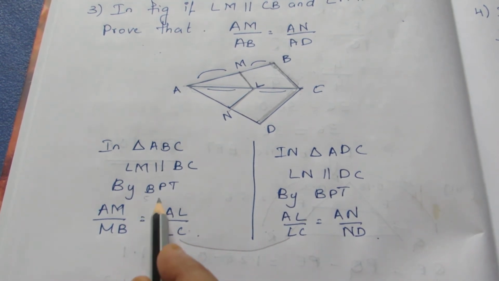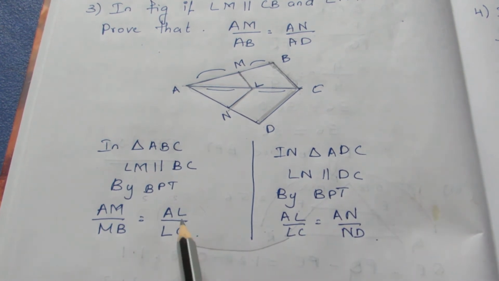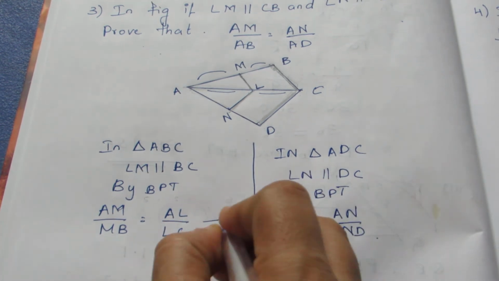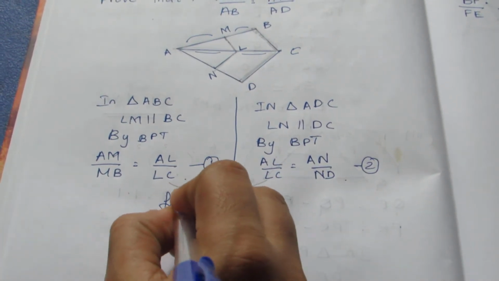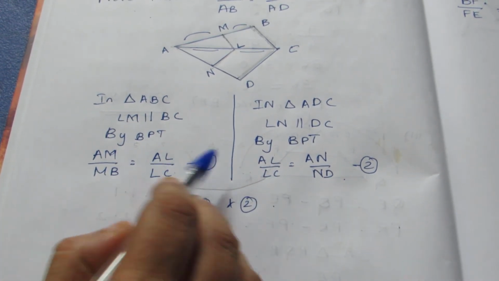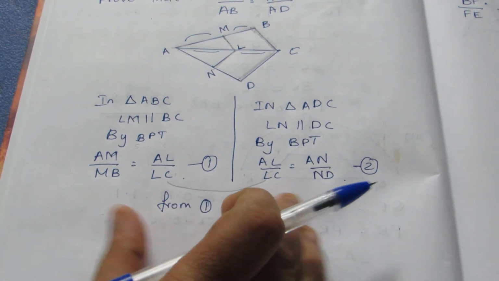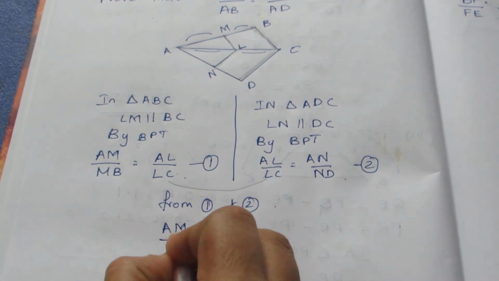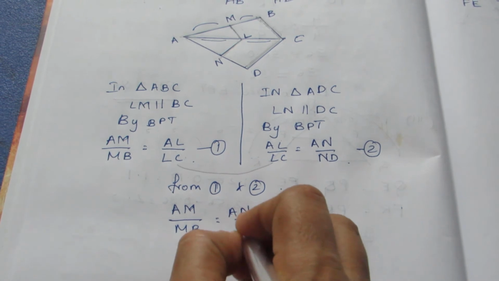If this is the same as that, we know that this is the same. So always leave the equal one and take the other one equal. So from 1 and 2, we know that AL by LC is equal to AL by LC. Leave the same thing. Write the rest. That is AM by MB is equal to AN by ND.